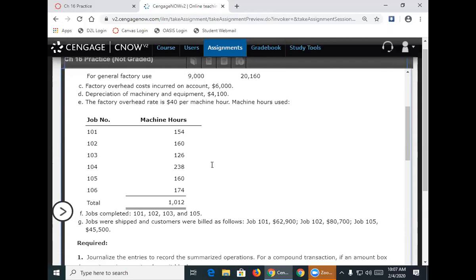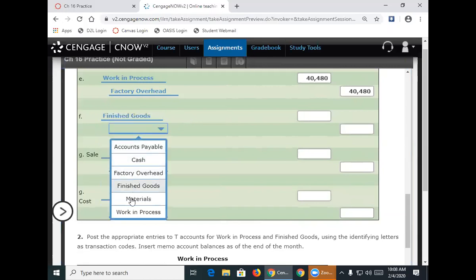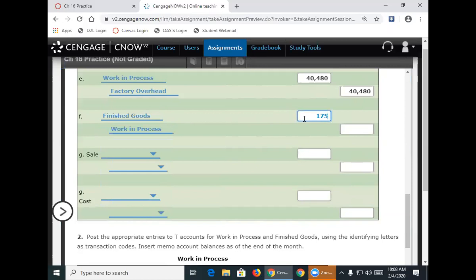So all 4 of those jobs, debit to finished goods, credit to work in process. So when we do our journal entry, we're truly debiting finished goods and crediting work in process for the 175,090. So a debit to finished goods and a credit to work in process for 175,090.